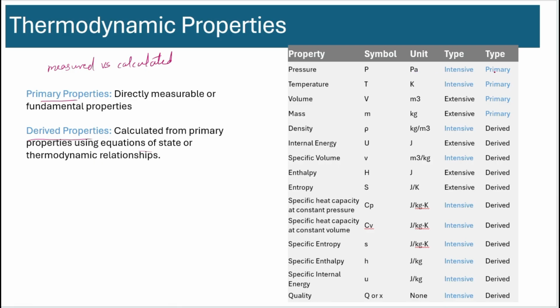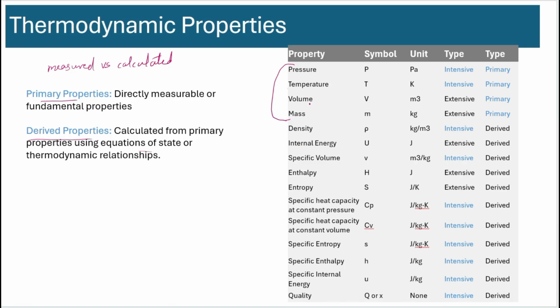And here is a list of the common thermodynamic properties and the symbols that are typically used, their units, and their type. Some of them are in the intensive versus extensive category, and some of them are in the primary versus derived. There are primarily four primary properties: pressure, temperature, volume, and mass. You can measure pressure with a pressure sensor, temperature with a temperature sensor. Volume also can be measured using scales and other volume estimating methods. Mass can be estimated using a weight sensor.